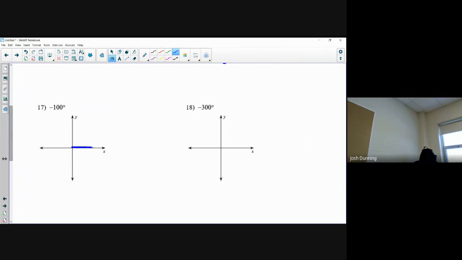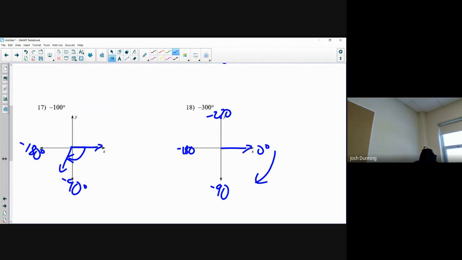Negative again. Initial ray, negative 90. Well, that's not enough. Negative 180. So this one's a little bit into that quadrant. And just remember to put the direction that you headed. Negative 300. Let's see. There's my initial. Now remember, we're going down this way, so negative 90, negative 180, negative 270. So here, there's negative 300, a little bit more. Rotate it all the way around like that.